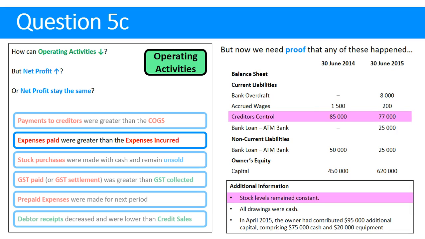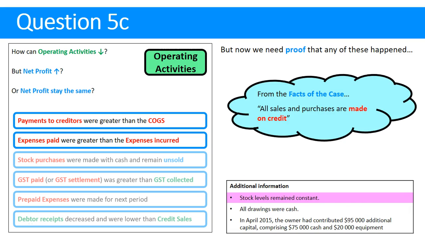We're also told that creditors are going to go down, yet stock levels remain the same. So what does that mean? Well, it basically means that I'm going to pay creditors more, yet I'm probably roughly going to sell about the same amount of goods. So that would actually explain you having less operating cash than your net profit decreasing. So that's another one we can use.